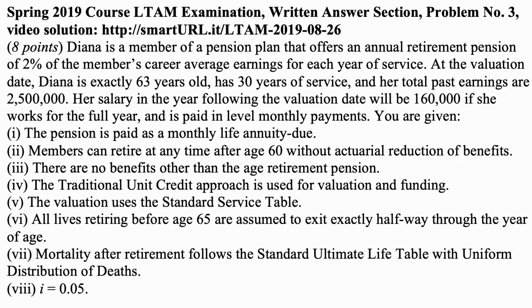All lives retiring before age 65 are assumed to exit exactly halfway through the year of age. Mortality after retirement follows the standard ultimate life table with uniform distribution of deaths. The uniform distribution of deaths assumption applies to the time during the year of death. Interest rate is 5%. That's the same rate that is used in the standard ultimate life table.